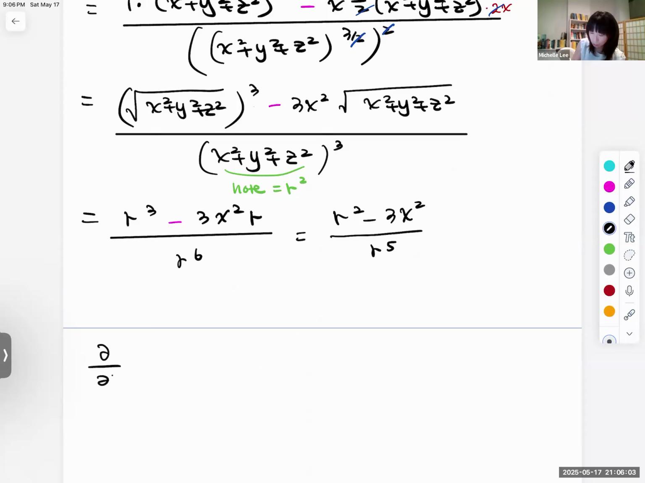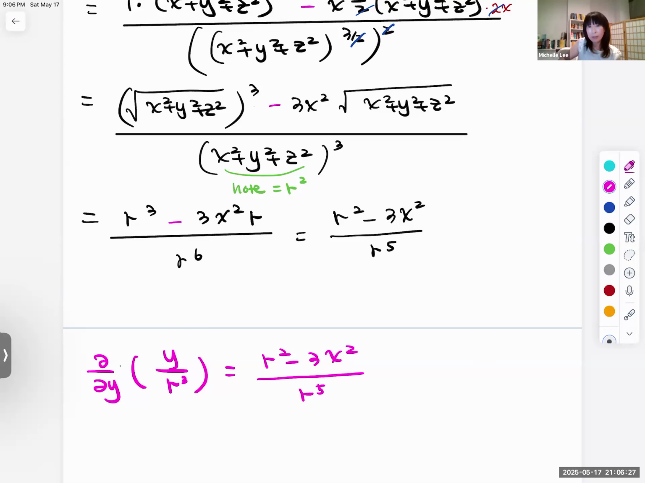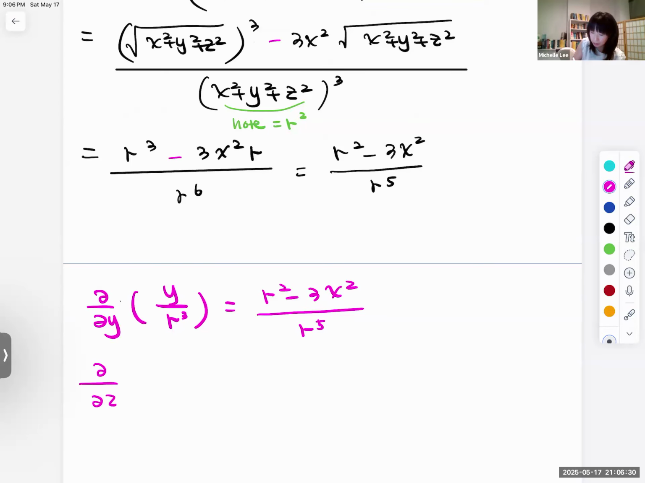So partial derivative with respect to y of, maybe a different color is better. So which color is better? So partial derivative with respect to y of y over r to the 3rd power. Then we get the same answer. So r squared minus 3x squared over r to the 5th power. And partial derivative with respect to z over r to the 3rd power is equal to the same, r squared minus 3x squared over r to the 5th power, right?